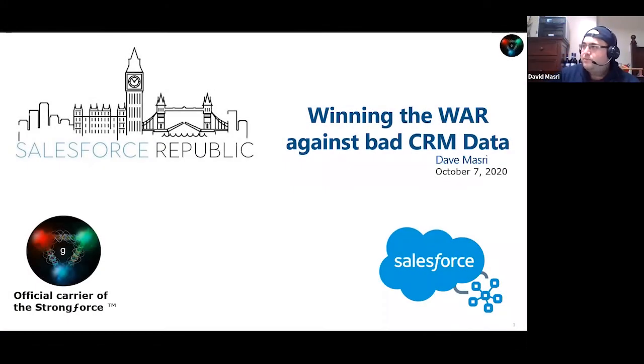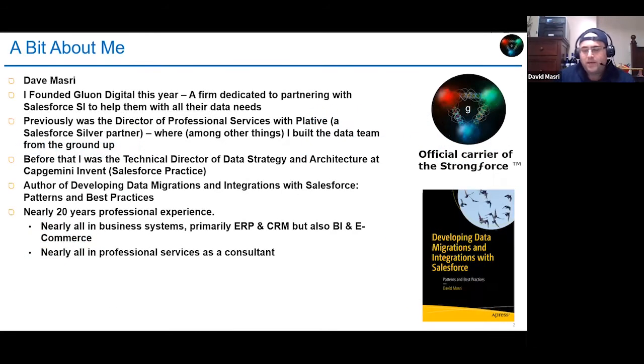So today we're going to talk about winning the war against bad CRM data. Anyone who's been using CRM for a long time knows that challenge. So that's what we're going to talk about today. This will not be nearly as technical as the previous presentation, but I do think you'll come away with some solid, actionable things.